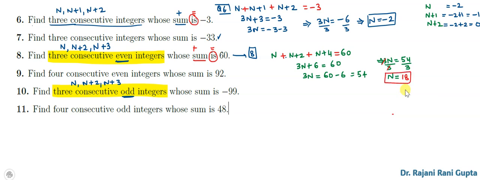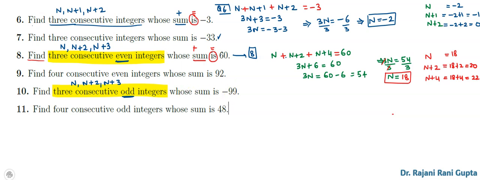N is 18. Okay. They ask you to find 3 consecutive even integers. So it's n, n plus 2, n plus 4. You got n as 18. This is 18 plus 2, which is 20. And this is 18 plus 4, which is 22. If you add them, how much will you get? 60. Okay, so this is how you work with this. Question number 10 is the same.